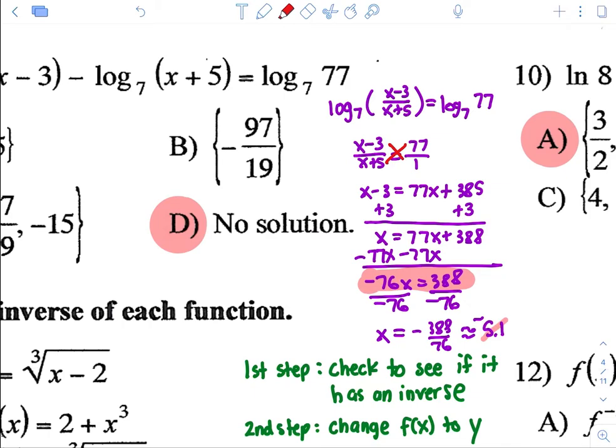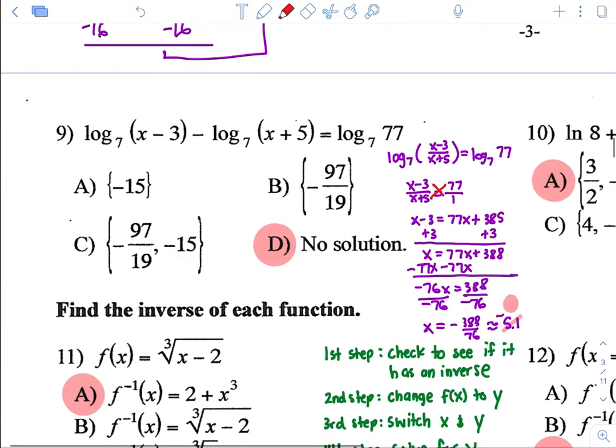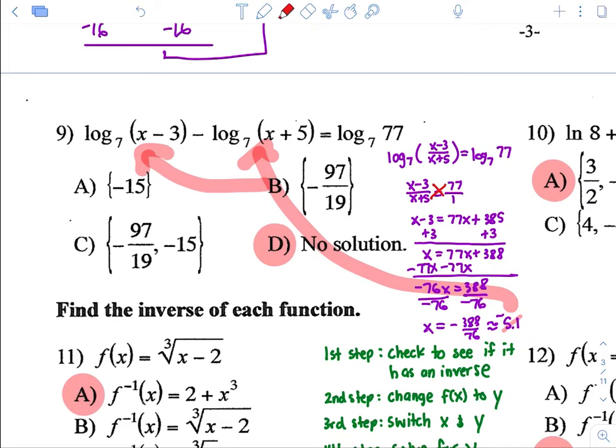Then to isolate x, I divided both sides by negative 76. And this is what it looks like. Put that in your calculator and you get negative 5.1. But when I plugged in negative 5.1 into these x's, you're going to notice that you're going to get negative in the parentheses. So that does not work. So that means negative 5.1 is not our answer. And since we don't have any answers, that means it's no solution.